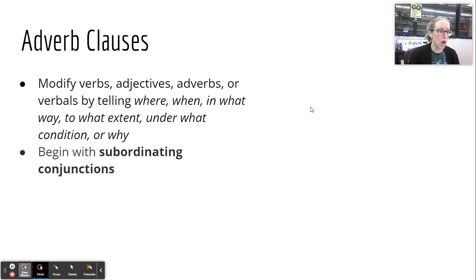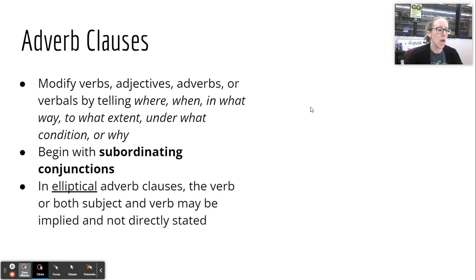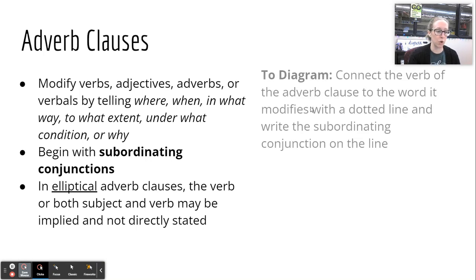So adverb clauses are also going to begin with a subordinating conjunction. If you keep your eye out for those subordinating conjunctions, you should be able to tell where your adverb clause is, because the adverb clause will be a subordinate clause, giving more information about something in the main independent clause. In elliptical adverb clauses, the verb, or both the subject and the verb, may be implied and not directly stated. I did mention this earlier, where when you have a subordinate clause, you could have a subject or verb that is not directly stated, it's more implied. So just keep your eye out for that.